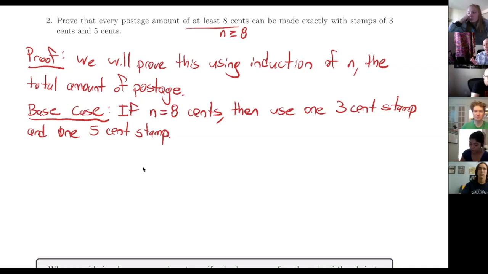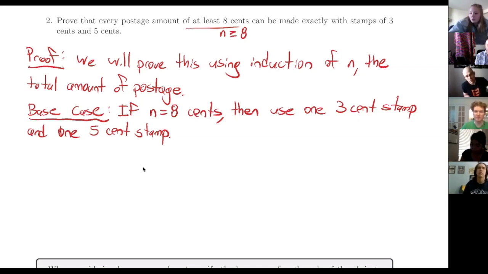So we'd like to say, well, let's assume this is true for all values of k up to n, and then show it's true for the very next value. But there's an issue here in that if n is equal to 9, it's kind of a different case, right? It doesn't follow from the 8-cent case.